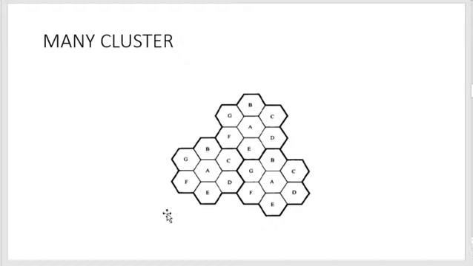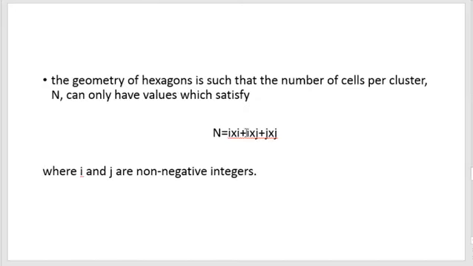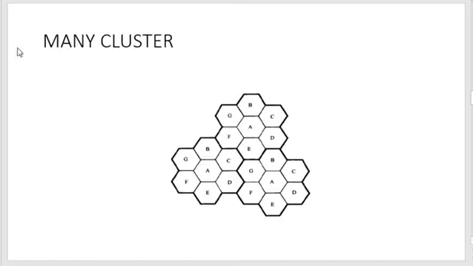Now if you say N equal to 29, there is no integer value that you can put in i and j such that N comes to 29. So a cluster cannot have 29 cells. Point is clear. So the number of cells in a cluster is driven by this formula. You simply put any integer values for i and j, solve it, and whatever N comes, that will be a possible number of cells you can accommodate in a cluster.